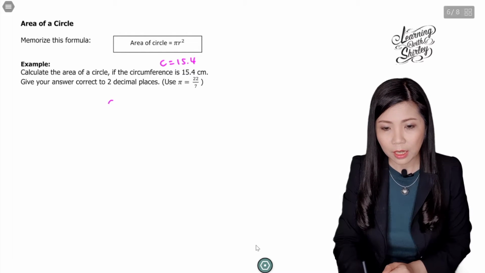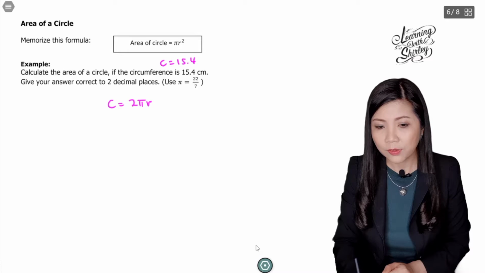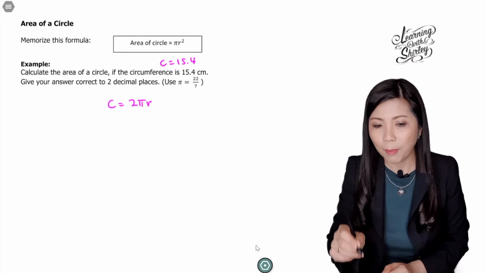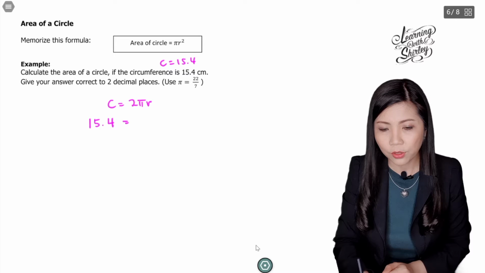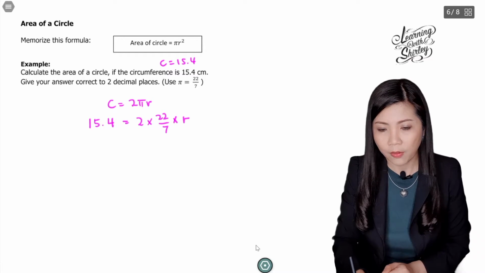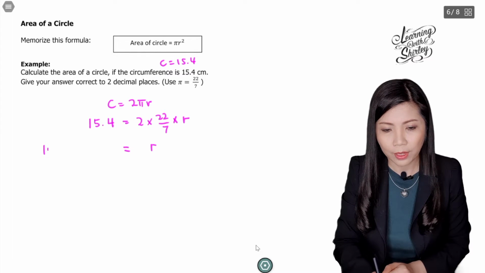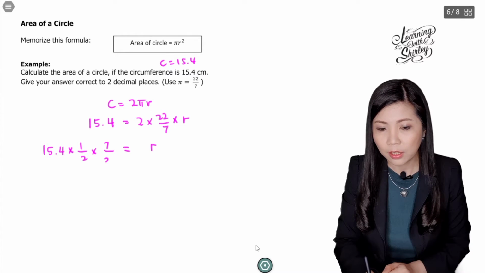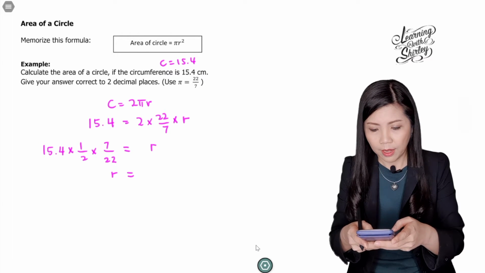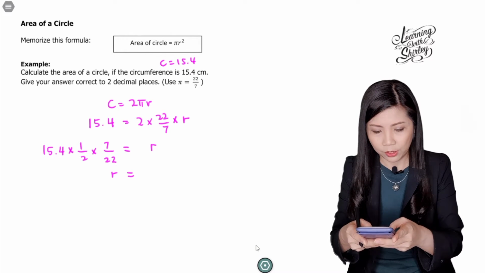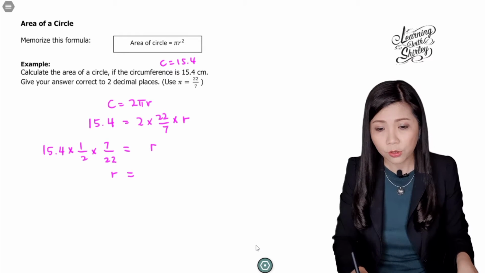So circumference is equal to 2 pi r. This is for us to find r. Then after we have found r, we apply it into the area of circle formula. So circumference is 15.4 equals 2 times 22 over 7 times r. So the r is unknown. To find r, we move the 2 and 22 over 7 to the left-hand side. So we get 15.4 times 1 over 2 and times 7 over 22. Let's work this out: 15.4 divided by 2 times 7 divided by 22, so we get 2.45 cm.